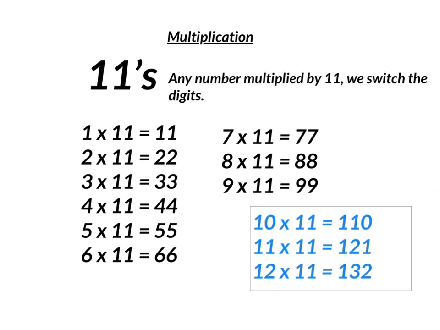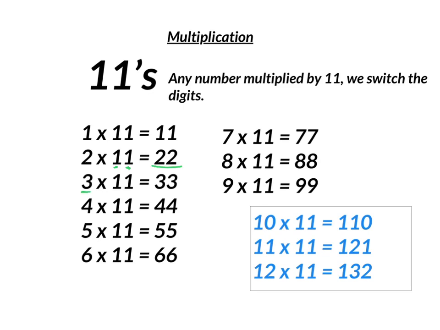A simple strategy for knowing your 11 times tables is this. Any number multiplied by 11, we switch the digits. If we have a look at the number sentences provided, we can see that 2 times 11 is 22. I've switched out the 11s for 2s and I've said 2 times 11 is 22.